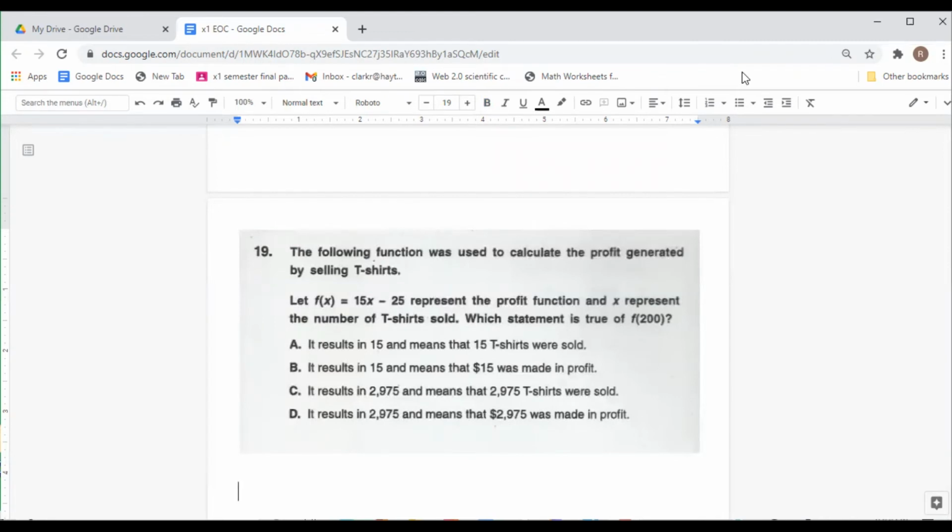When we do the math, we come out with 2,975. $2,975, not t-shirts. How many t-shirts did we sell? 200 is what we put in for X. And when we got that out, we got 2,975 out of our calculator. A is not right. B is not right. And C is not right. D, the results in $2,975 in profit, means that we made that much in profit. It doesn't mean we sold 2,975 t-shirts. If we did that, our profit would be much greater.